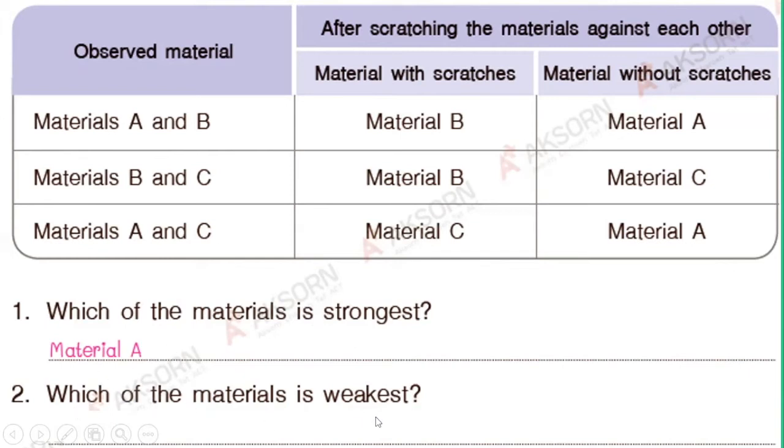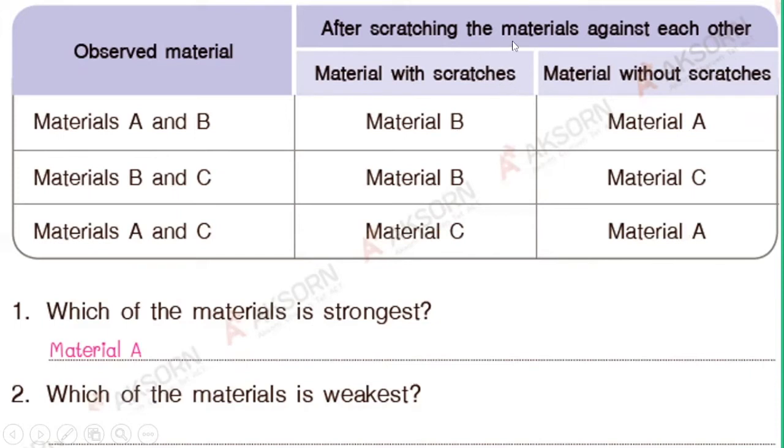Which of the materials is weakest? You know, material A left scratches on C, and material A left scratches on B. So material A is strongest. We have B and C. Look, we have B and C and we already compared B and C.